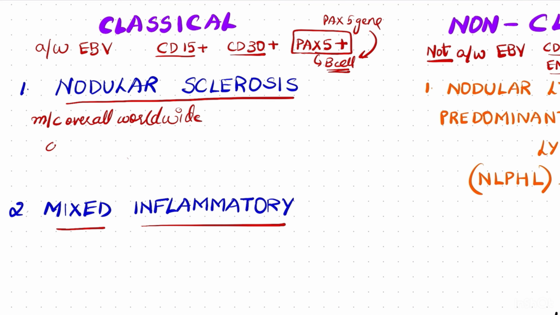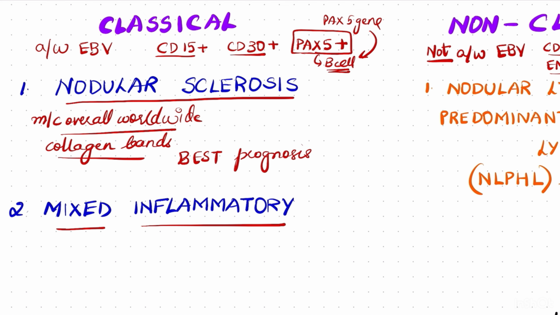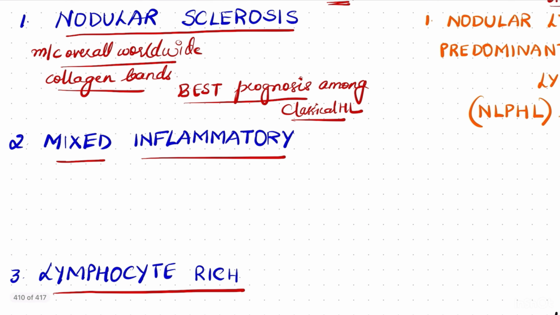It is also associated with formation of collagen bands, and it has the best prognosis among classical Hodgkin's lymphoma. The mixed inflammatory is most common in India. As the name suggests, the background has mixed inflammatory cells like lymphocytes, plasma cells, eosinophils. So mixed inflammatory.